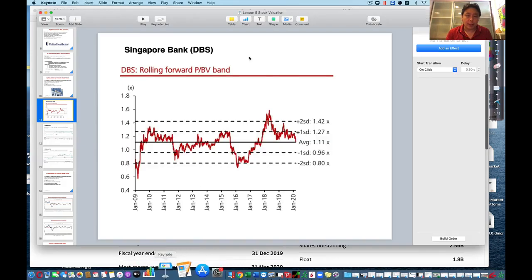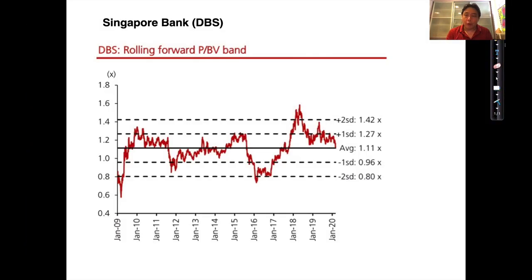Let's go back to our chart. Okay, so at 1.15, it's somewhere here. That's right. So you can see that it's still reasonable. All right, like I said, if it's above 1.27, it's too expensive. But at 1.15, it's still reasonable to buy.